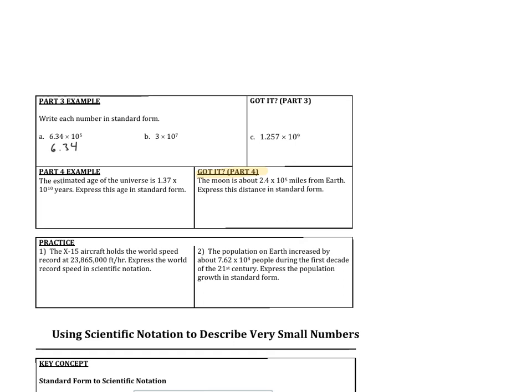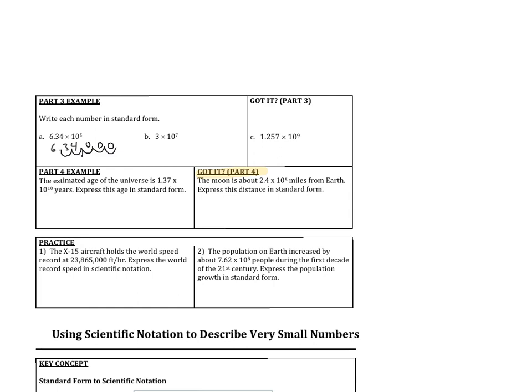And this 10 to the 5th power means that I'm going to have to move the decimal point 5 places to the right. If I'm multiplying a number by 10 to the 5th power, that number is getting significantly larger. If a number is getting larger, its decimal point is moving to the right. So 1, 2, 3, 4, 5. Put zeros in the blank spaces. And there's my new number. 634,000 is my number.